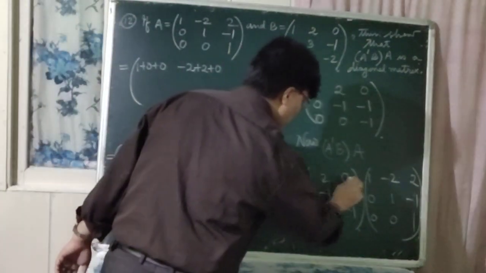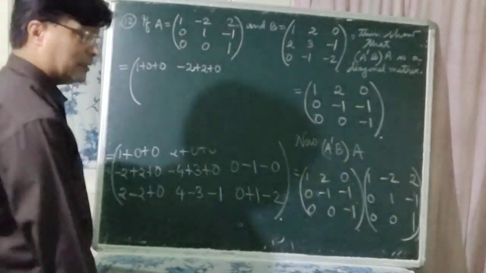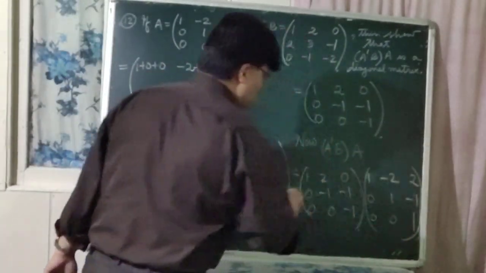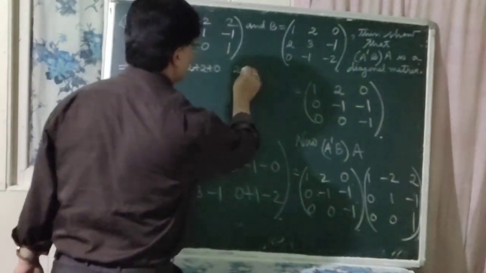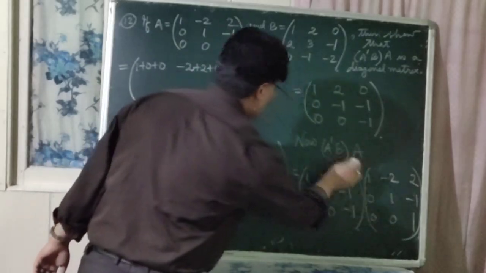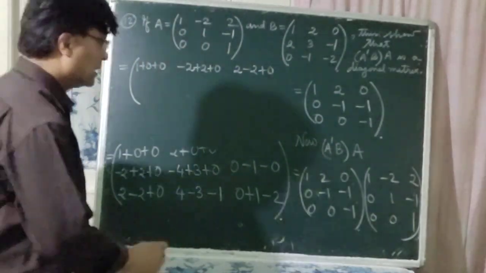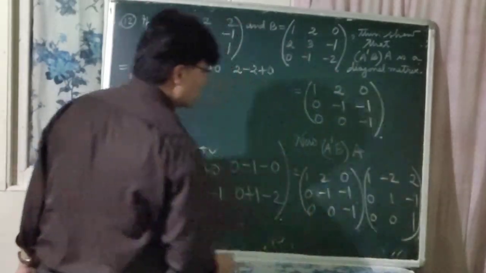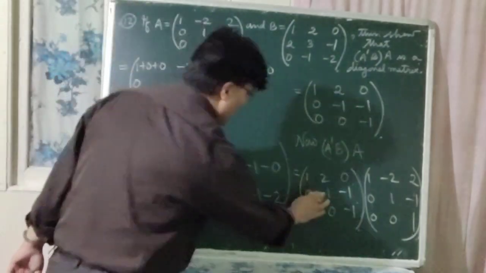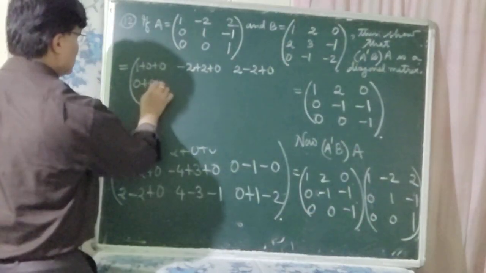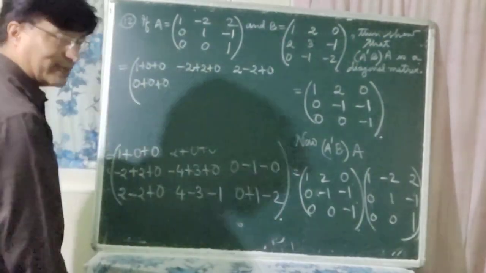Next, first row by third column: 1 twos are 2, 2 into minus 1, minus 2, plus 0 ones are plus 0. Right, this is the first row. Now, second row by first column: 0 ones are 0, minus 1 into 0 plus 0, again minus 1 into 0 plus 0.